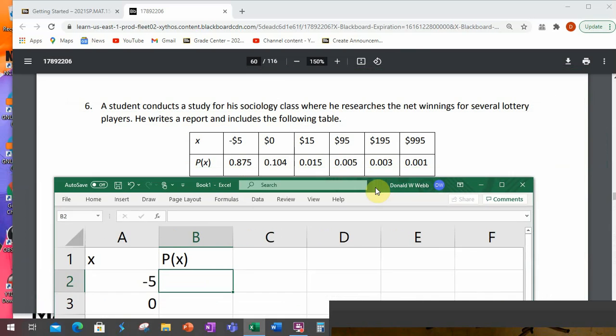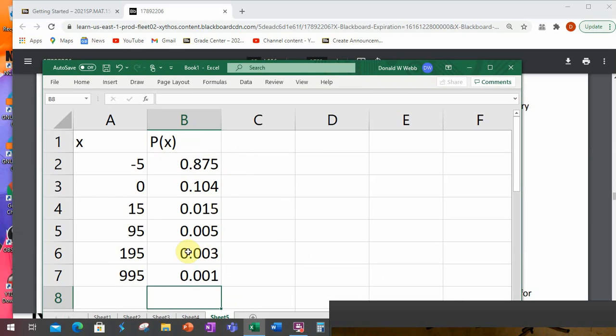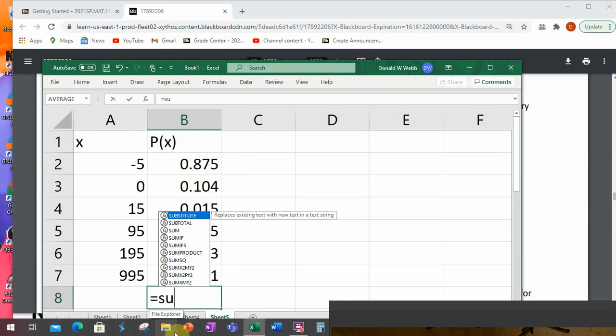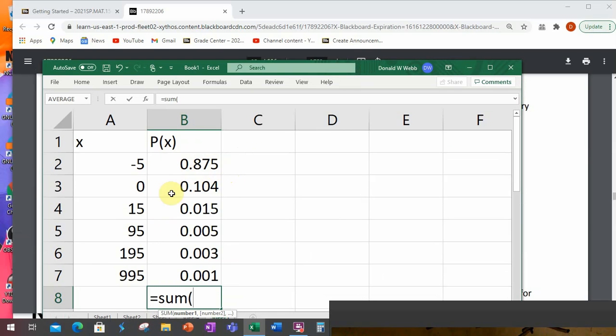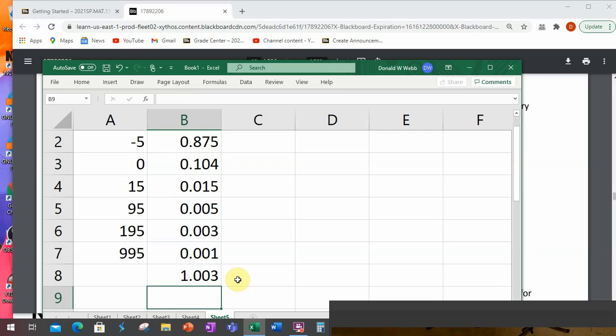I'm going to do the very same thing. So this is 0.875. I'm going to check right in here to make sure everything else, 0.104, 0.015, 0.005, 0.003, 0.001. Looks like everything is between 0 and 1. They're positive numbers. Between 0 and 1, that's good. And now I need to make sure that they sum to 1. So I'm just going to select and enter. And I get 1.003.